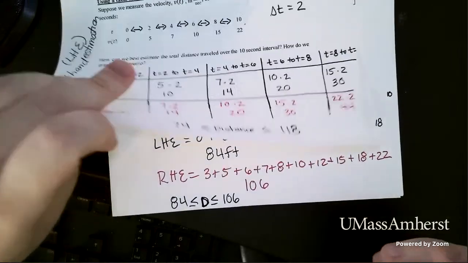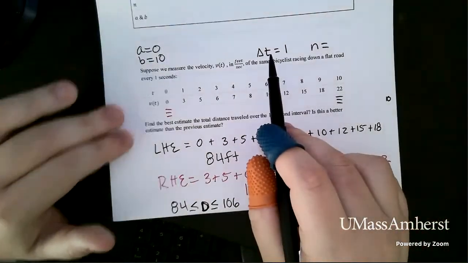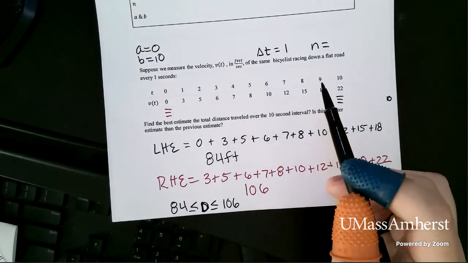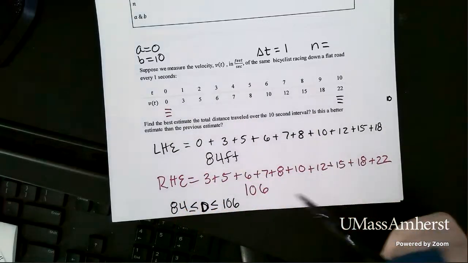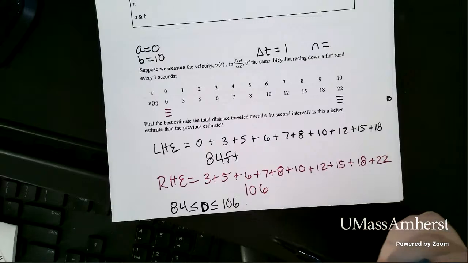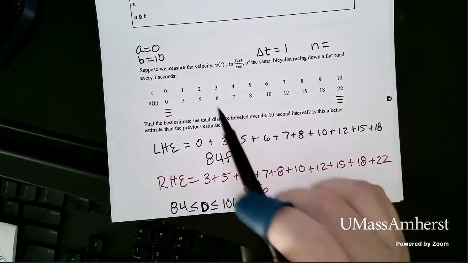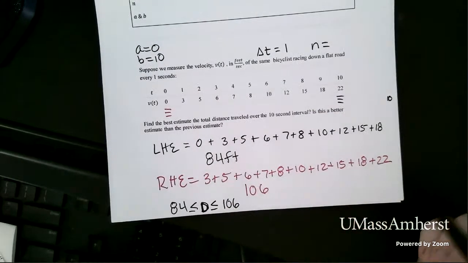So what does that tell us? The difference here was delta t. That leads us to believe that if delta t is smaller, which means you are measuring more often, that your approximation gets better. Okay, so keep that in mind because that's going to be important later as we go through chapter 5. Now, we also need to look at what the best estimate is here.